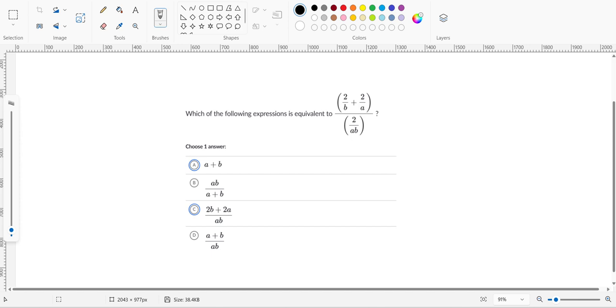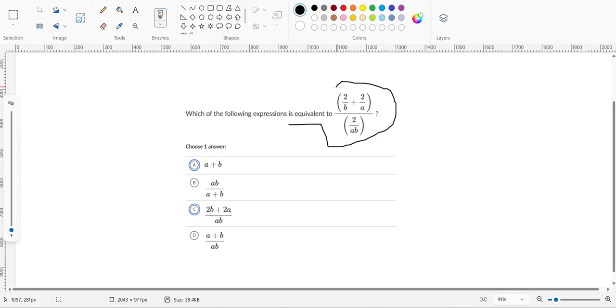So here is our first question. In this question, we have to find the equivalent expression of the given expression. This type of question comes up very frequently in SAT, so we have to focus on these types of questions and work to make them right. So let's solve this question. Which of the following expressions is equivalent to this expression?